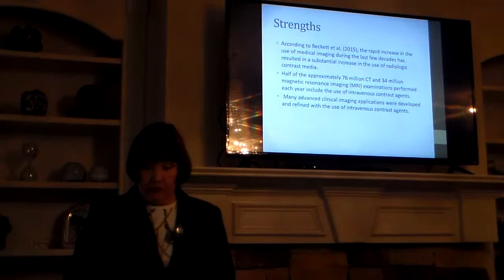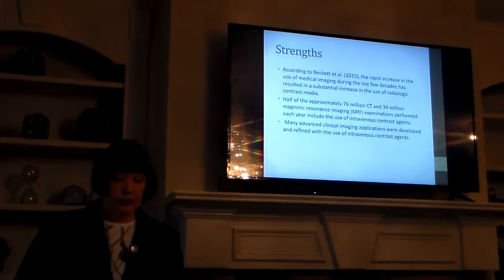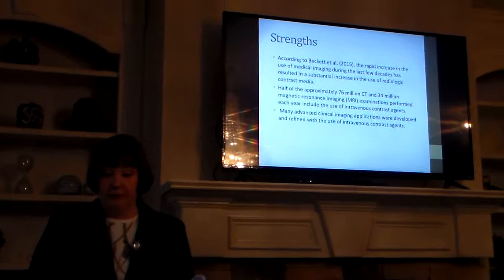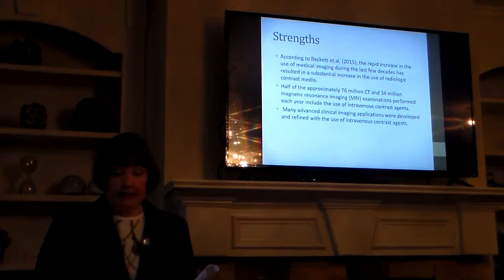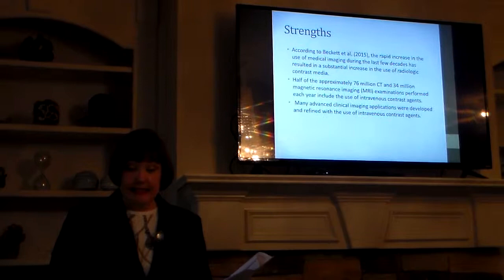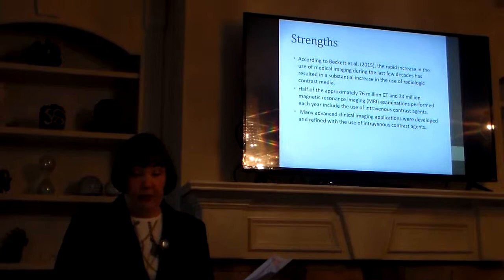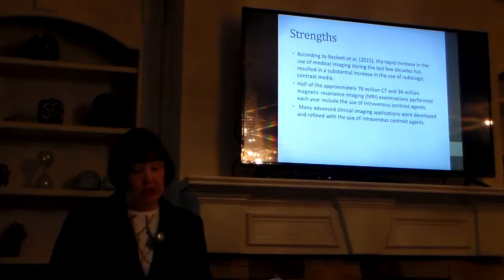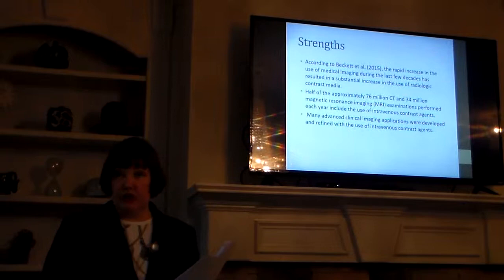the strength. According to Bucket 2015, the rapid increase in the use of medical imaging during the last few decades has resulted in a substantial increase in the use of radiologic contrast media. Half of the approximately 76 million CTs and 34 million magnetic resonance imaging examinations were performed each year. Many advanced clinical imaging applications were developed and refined with the use of intravenous contrast agents.